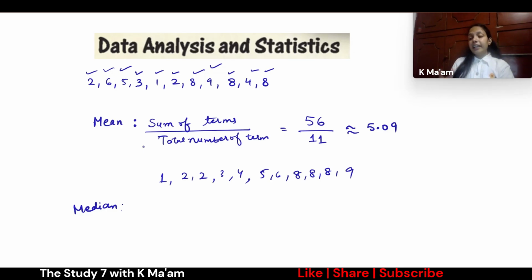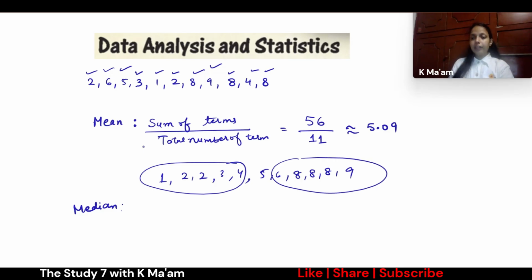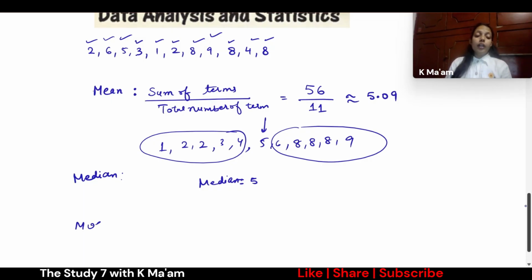In this ascending order, check what the middle term is. You count 5 terms left, 5 terms right, so the middle term is the median. Median is 5. In case you do not have a single term in the middle, you have 2 terms, so take the average of those 2 terms. Mean, median, now mode. Mode is the term which is repeated many times. 8 is repeated many times, so the mode is 8.